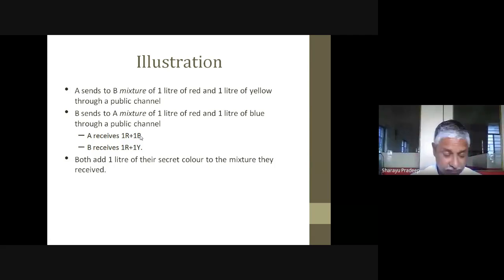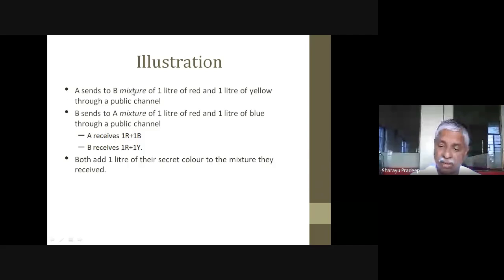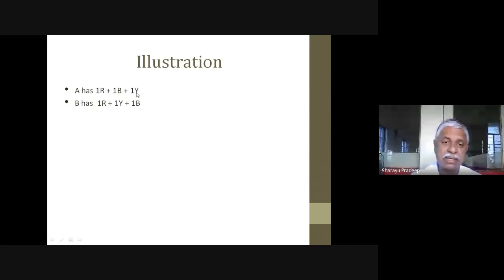Both of us, not just me and Anil, both of us, what do we do? We add a secret color to the mixture which we have received. So that means Anil now, he had his secret color as yellow, right? See, Anil's secret color was yellow. He has received 1 liter red, 1 liter blue, and he will add 1 liter of yellow to it. What have I received? I have received 1 liter red, 1 liter yellow. Now I will add 1 liter of blue, which is my secret color. Nobody knows. Now we will mix these 3 liters together. He will also mix his 3 liters together.